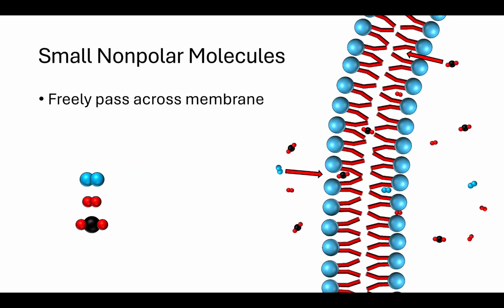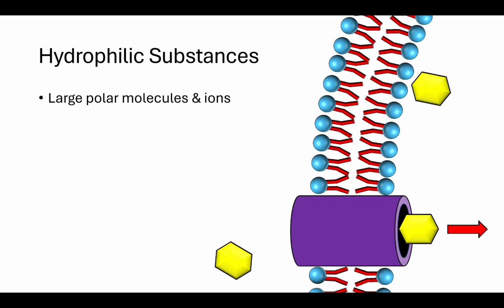So let's talk about what can pass through a plain bilayer. If it's a small nonpolar molecule, it can pass freely. Here I have 3 different molecules: N2, which is nitrogen gas, O2, oxygen gas, and CO2, which is carbon dioxide. Notice that they can freely pass. They are hydrophobic and very small, so they can fit in the space between phospholipids.